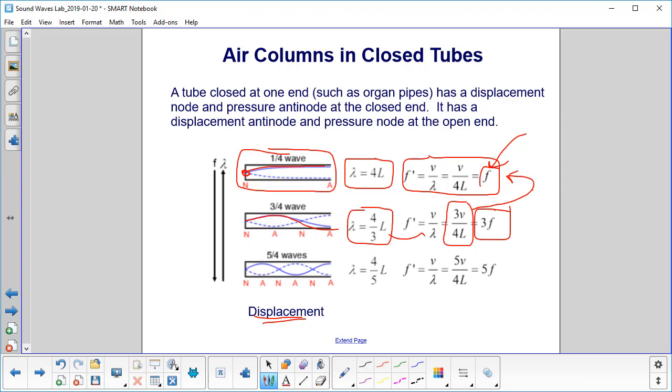What do you notice it's missing here? n equal 2 isn't there. We then go on to the next one. We don't find an n equal 4 because of the constraints we've put on where the node and antinode is, and we get 5f. We only have odd numbers for n.